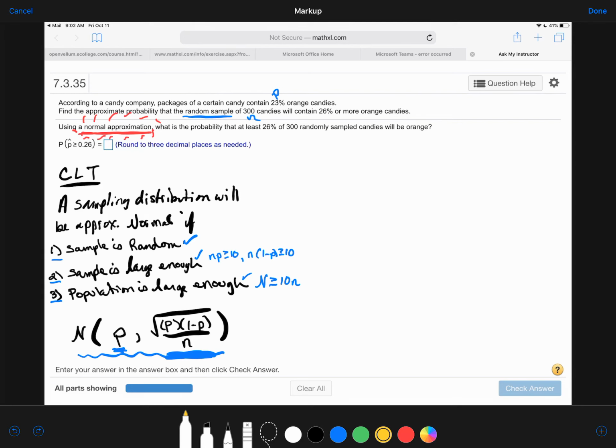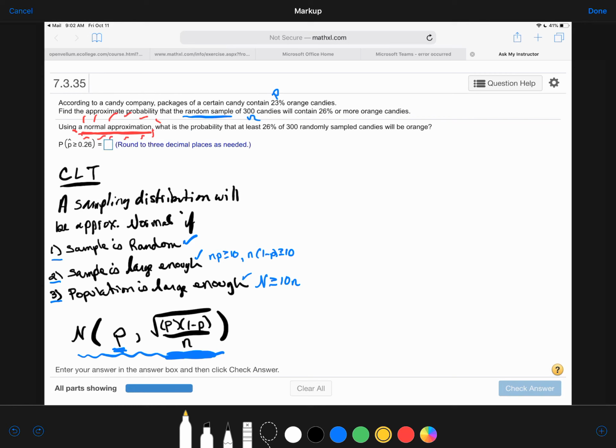We could go through and see, yes, it does say in the problem that the sample is random. We have the n and the p values given to us, p being 23% and the sample size, little n, being 300. So we could calculate: is np greater than or equal to 10, and is n(1 minus p) greater than or equal to 10? That would work out. We could also check, is the population large enough? Is the whole population of candies greater than 10 times 300? So are there more than 3,000 candies made by this company? Of course there are. So we could check those if it was required.